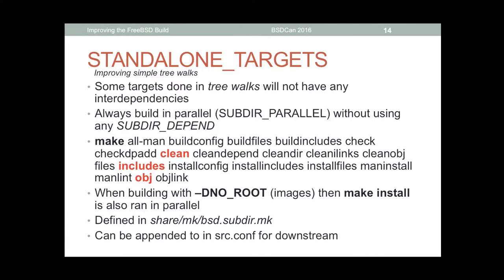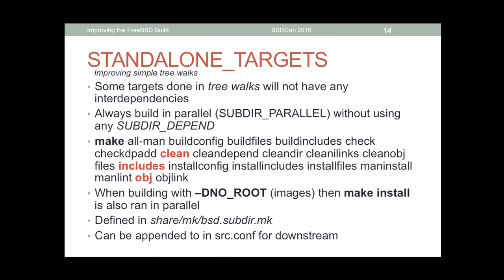So something I did to improve all of the tree walks in build world is called standalone targets. And this is where subdir parallel is. I should mention first that subdir parallel is an opt-in mechanism. If you want your directory to use it, you have to put subdir parallel equals in your makefile. So lib makefile by default was not subdir parallel safe. We had to add subdir parallel in there and add some dependency lines.